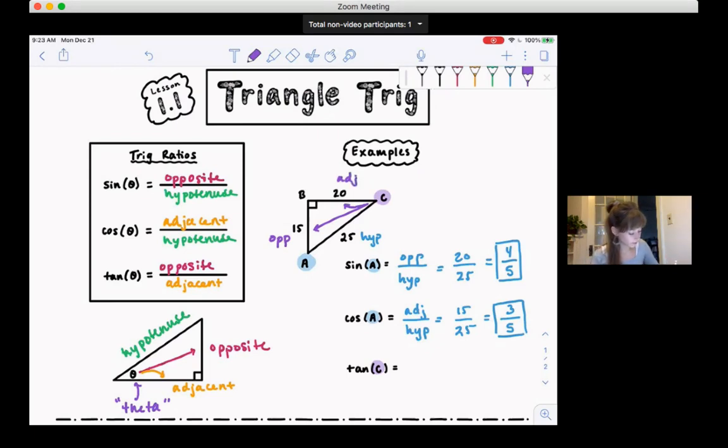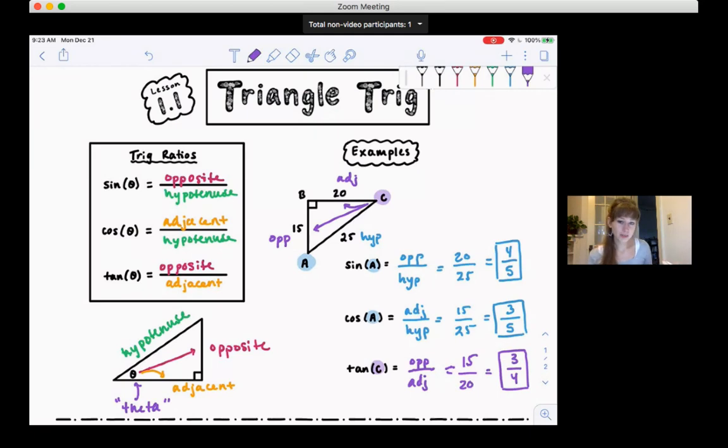So tangent of C is opposite over adjacent. For angle C, opposite is 15 and adjacent is 20, so 15 over 20 is our tangent. We could simplify that. They're both divisible by 5, so 15 divided by 5 is 3, and 20 divided by 5 is 4. So the simplified answer, tangent of angle C, is 3/4.